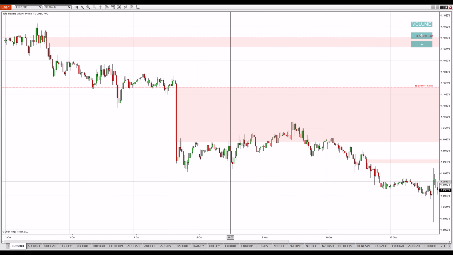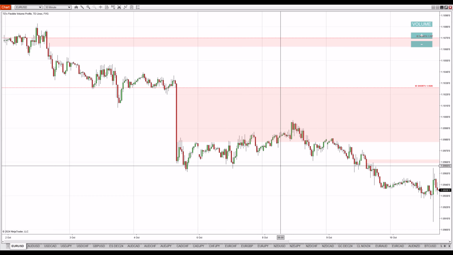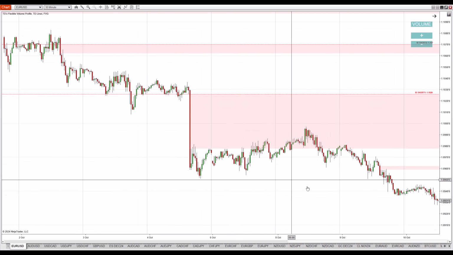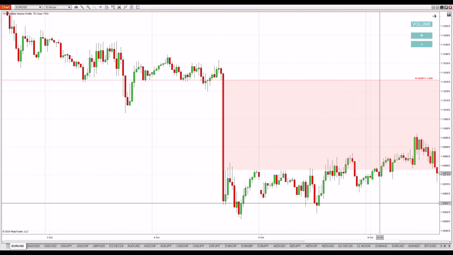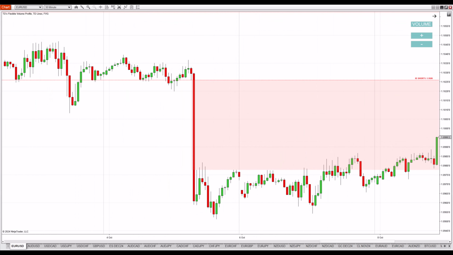I actually have an indicator which automatically draws those fair value gaps. I'll leave a link below this video and you can download it for free. So if you look at this chart, then the fair value gaps are highlighted here. Let me show you this one huge fair value gap on the euro dollar.